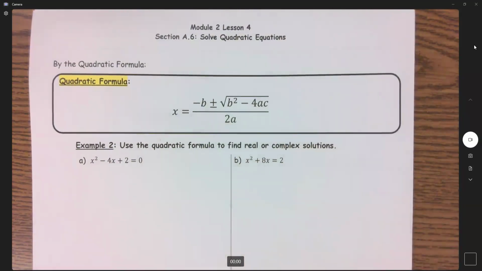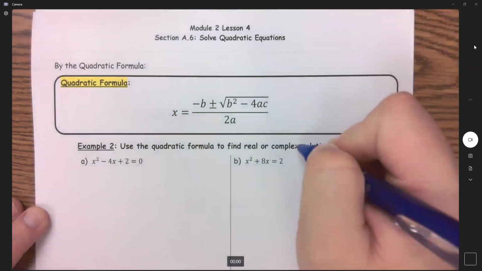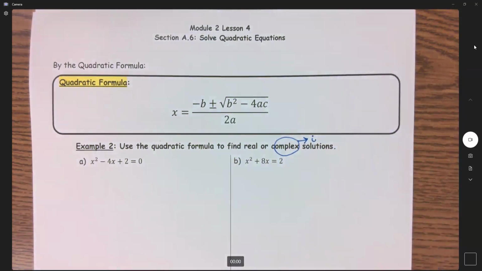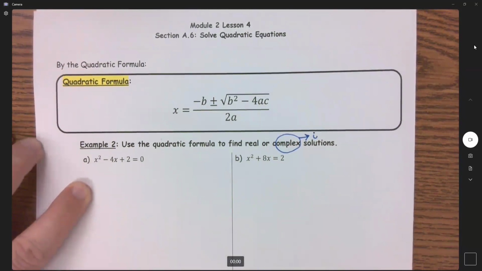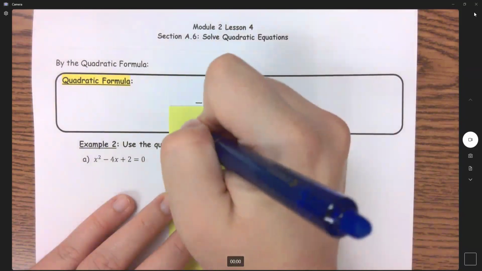So anyways, the quadratic formula is x equals negative b plus or minus the square root of b squared minus 4ac all over 2a. It looks like a huge formula. It is really, really simple. We're going to substitute in and we're going to simplify it. So here, example 2: use the quadratic formula to find the real or complex solutions. Next video, we're going to go over our complex solutions. Complex solutions have an i in them, the imaginary component.